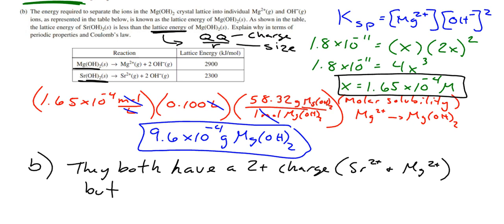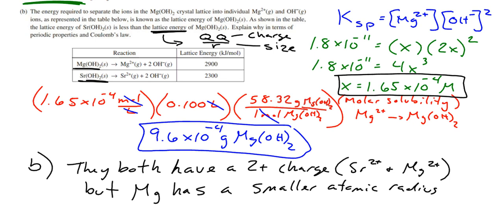Mg has a greater lattice energy, so make sure you're saying it right. But Mg has a smaller atomic radius. If you said something else, you're probably fine.